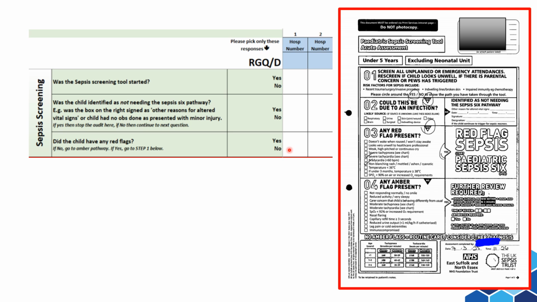If they have not ticked any of the red flags, you can then go on to amber flags, and you can mark no in that section there. They don't have any red flags. So if they don't have any red flags, as it has documented here, you can now go on to the amber pathway for auditing. So you don't need to complete the red flag pathway because they don't have any red flags.